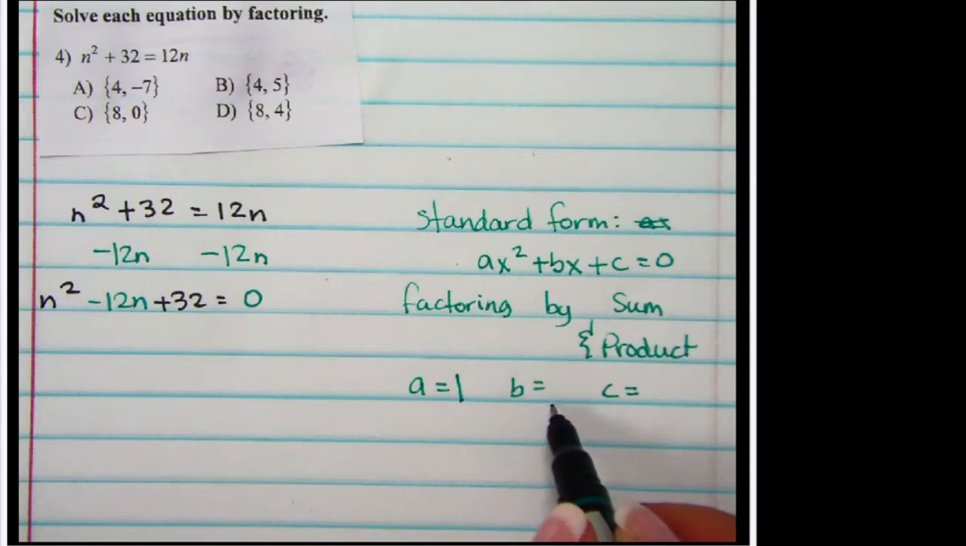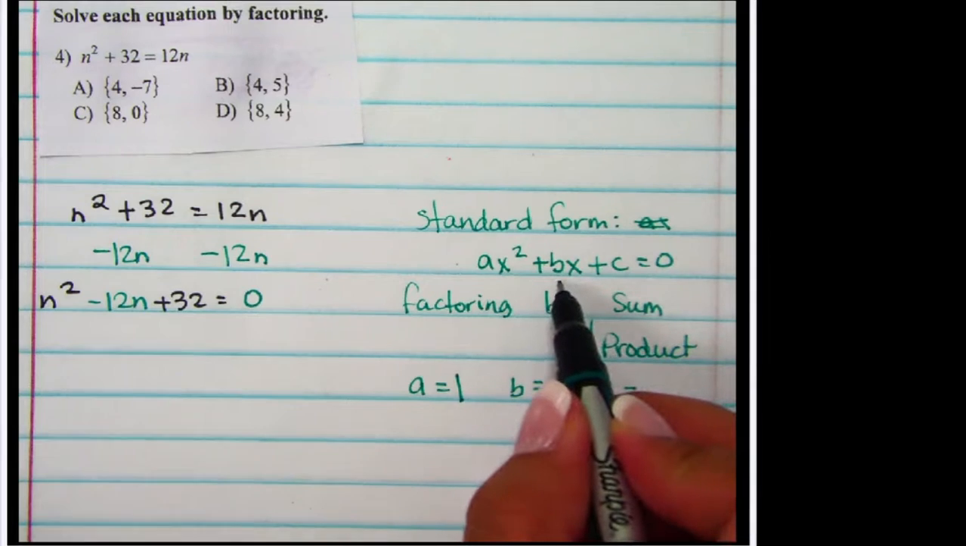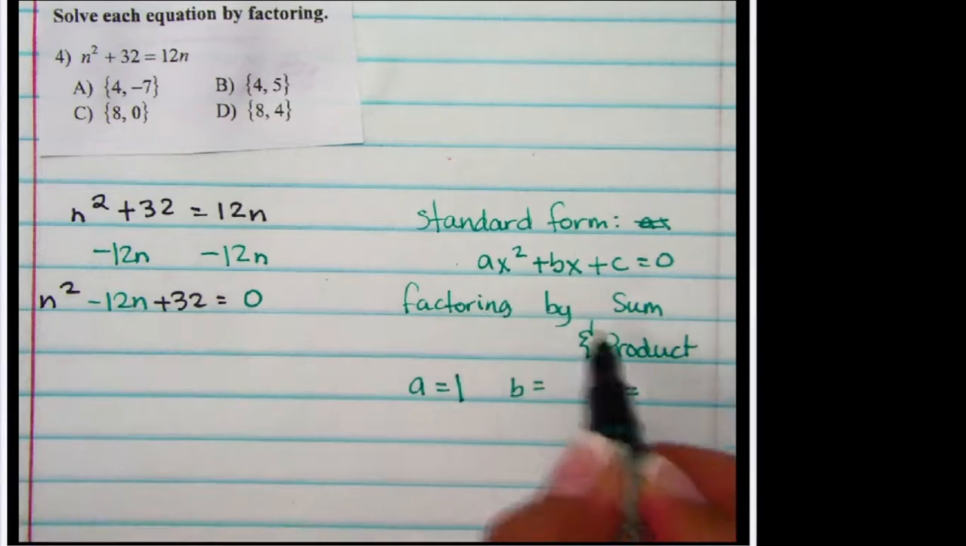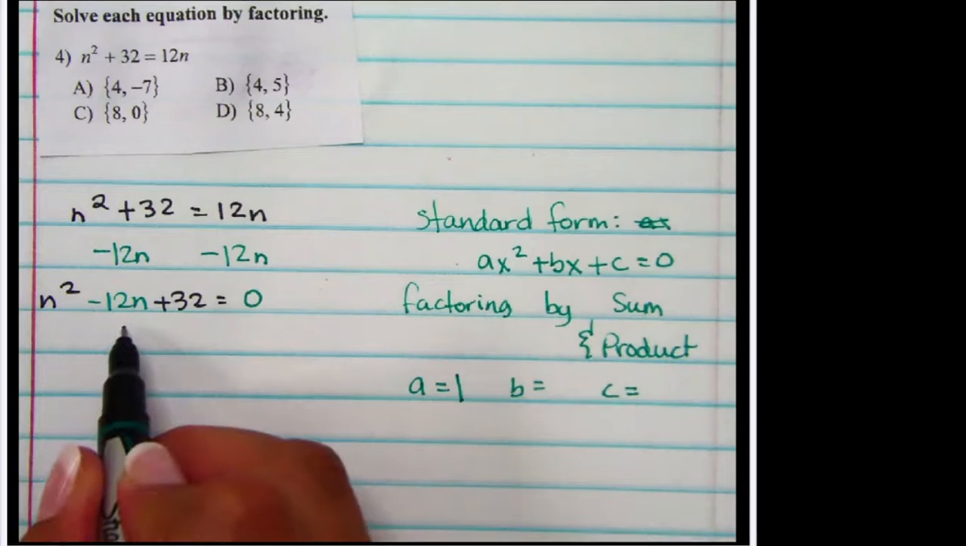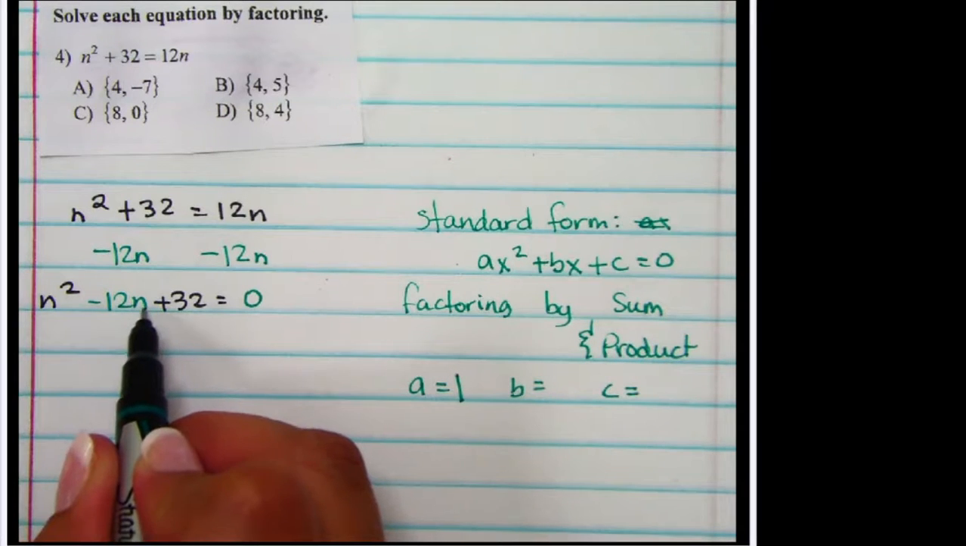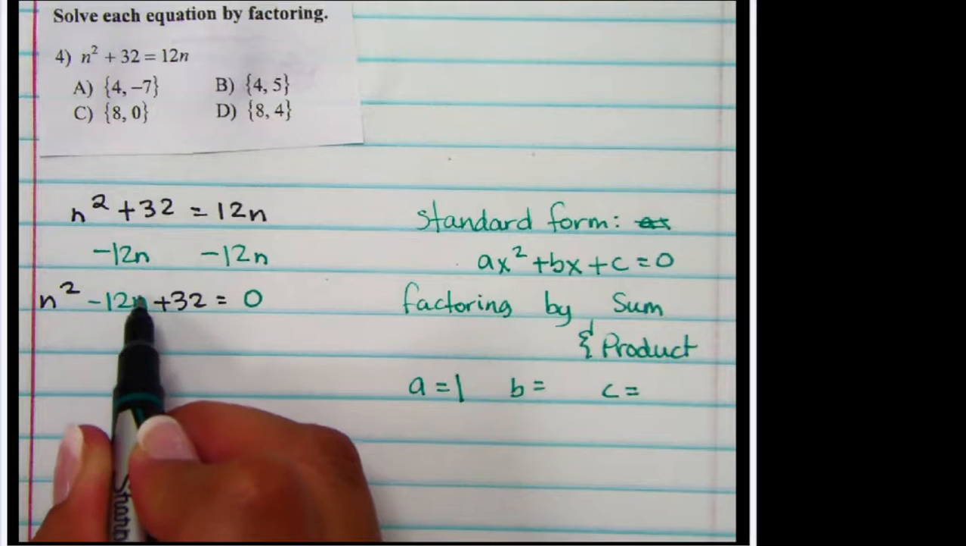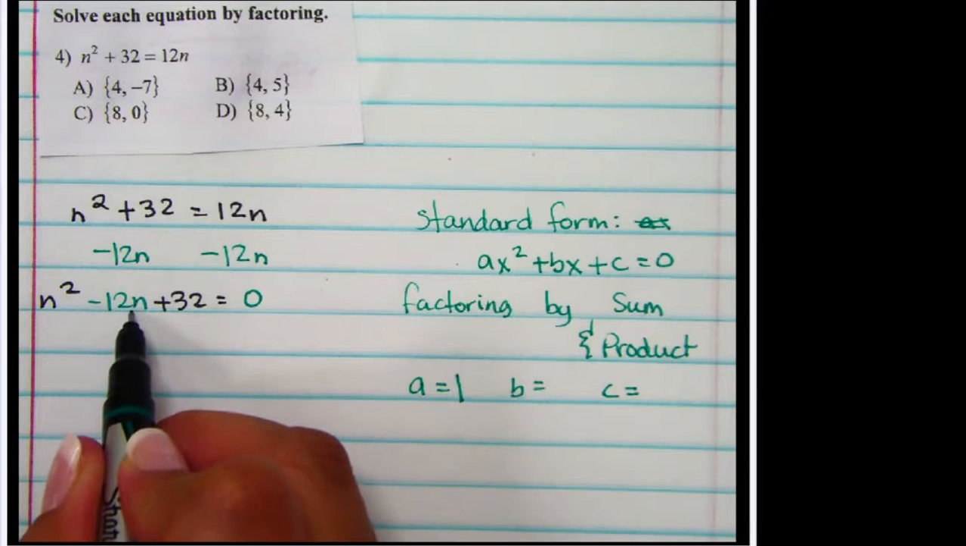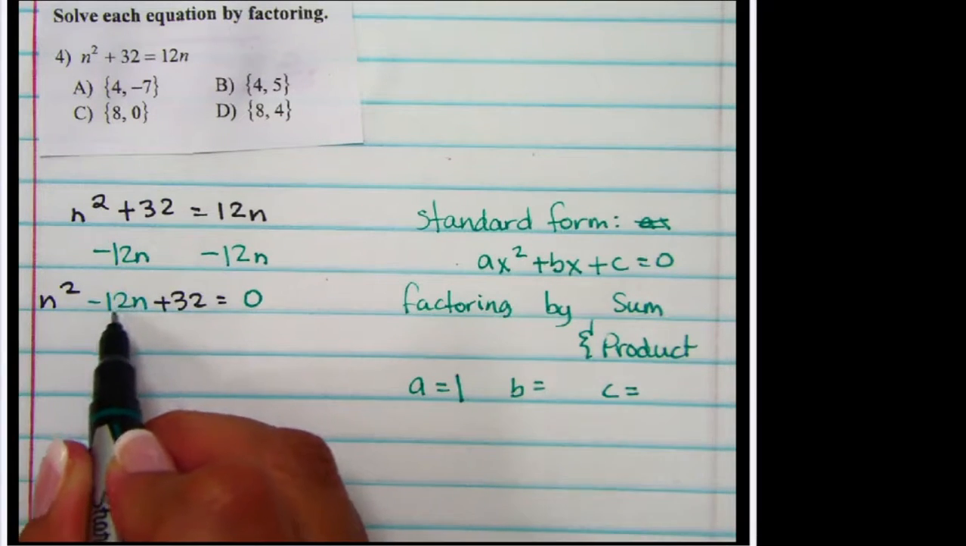I need B. From my standard form, B is the coefficient of the x term. Looking here, the variable by itself. Looking here at this equation, my variable is n. The n by itself is here in the middle, and my coefficient would be this negative 12.